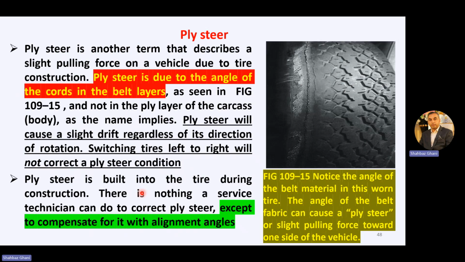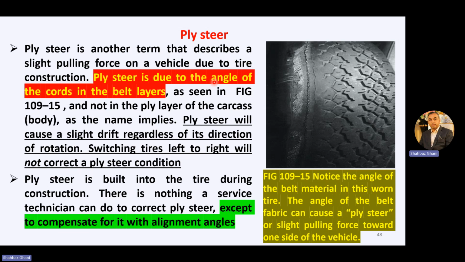Now there is another term known as ply steer. Ply steer is another term that describes slight pulling forces on a vehicle due to tire construction. Now, this portion of the presentation or the slides or the lecture is from your main book, Automotive Technology by James D. Halderman. Ply steer is another term that describes the slight pulling force on a vehicle due to tire construction.